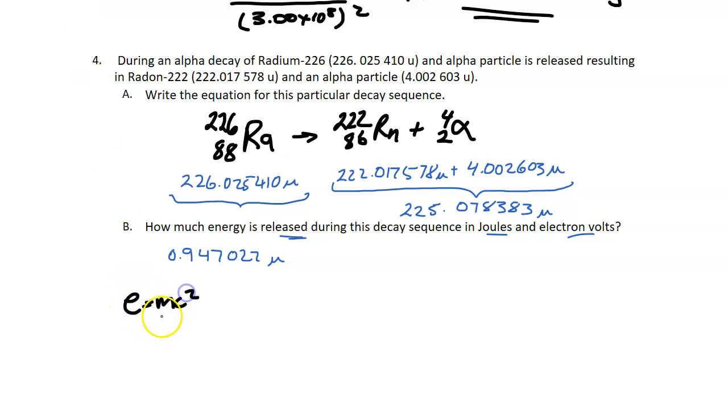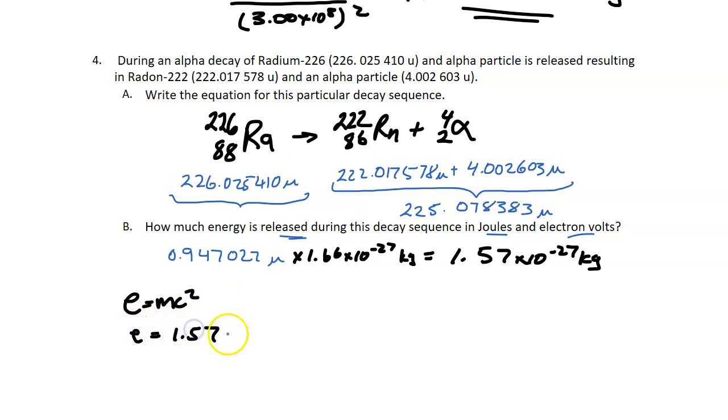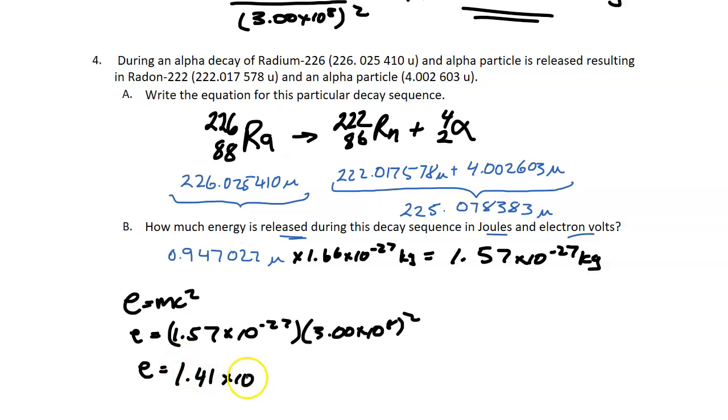So E is equal to mc squared, but we're going to put this in kilograms first, times 1.66 times 10 to the negative 27 kilograms. That's equal to 1.57 times 10 to the negative 27 kilograms as being your mass defect. So you're plugging that into here with the mass. This is again 3.00 times 10 to the 8 squared, and that'll get you the energy released as 1.41 times 10 to the negative 10 joules of energy released in this alpha decay.